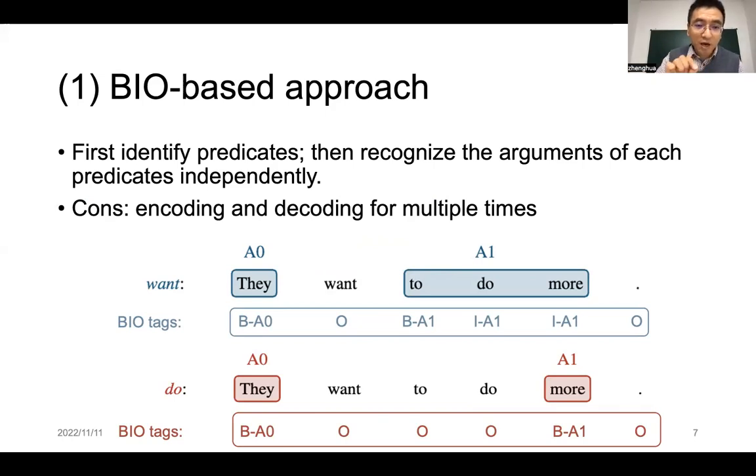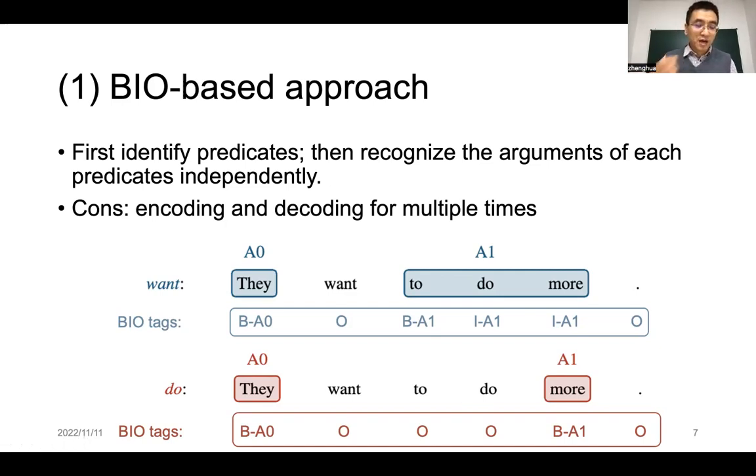First, we identify all the predicates. For this sentence, we first determine that want and do are two predicates. Then for each predicate, we use a sequence labeling approach to decide all the arguments. You can see this one is the beginning of arg0, and "to do more" is I, I. In this example, we use the BIO schema. We also have other options. If you are familiar with Chinese word segmentation or named entity recognition, it's easy to understand. And for do, you also need to do the sequence labeling once again.